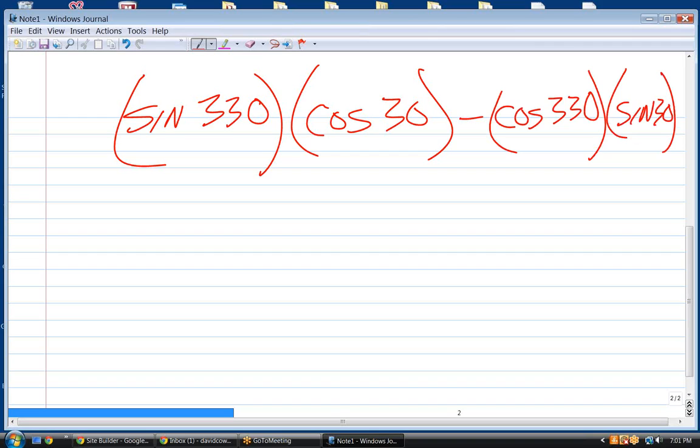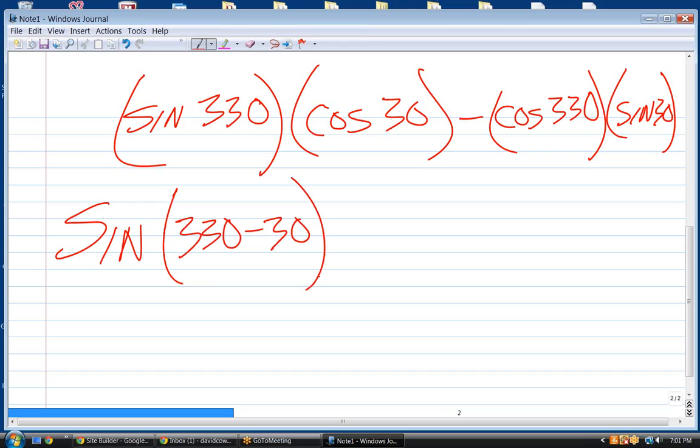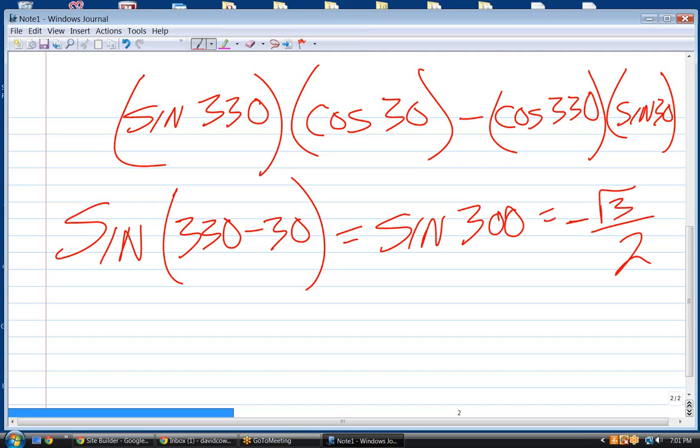Well, notice that this is the same, and this is probably the way they want you to do it. Obviously you could plug that into a calculator or figure out what each one was, but I suspect what they want you to do is use your sum and difference. And that is the sine of a difference. So that's the same as the sine of 300, which is the same as the sine of 60, which is root 3 over 2. It's in the fourth quadrant, so it's negative.